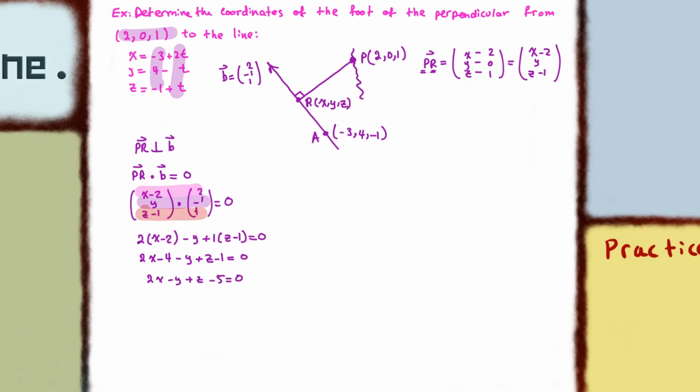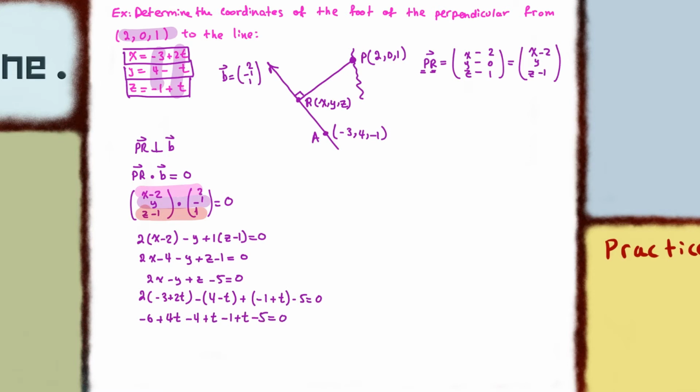Now we know x, y, z are the components of vector R, so x is equal to -3 plus 2t, we can plug that in. y is equal to 4 minus t, we can plug that in. And z is equal to -1 plus t. We plug all of that in, expand the equation, simplify it, and isolate for the t value. After doing a little bit of algebra, we get 6t is equal to 16, and t simplifies here to 8/3.